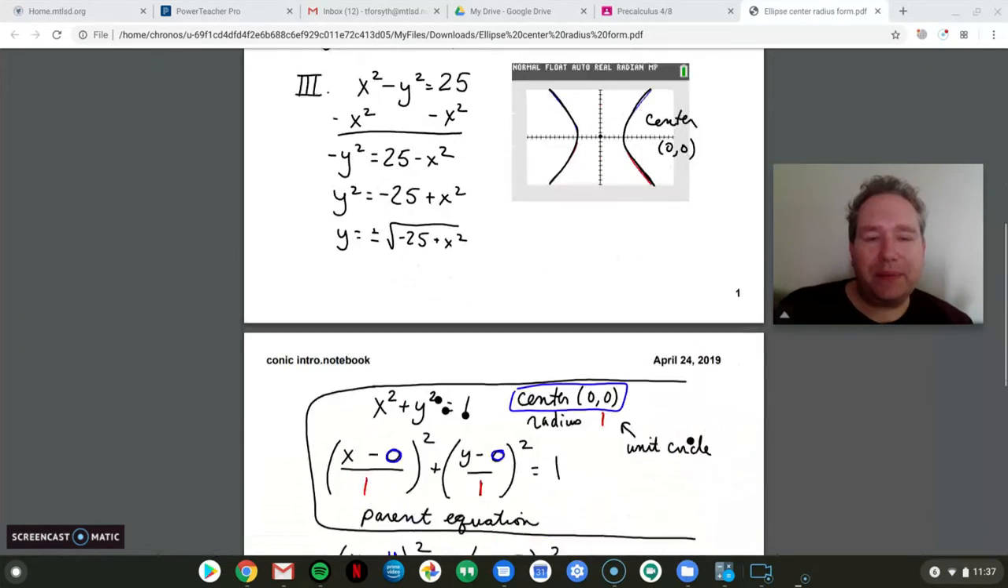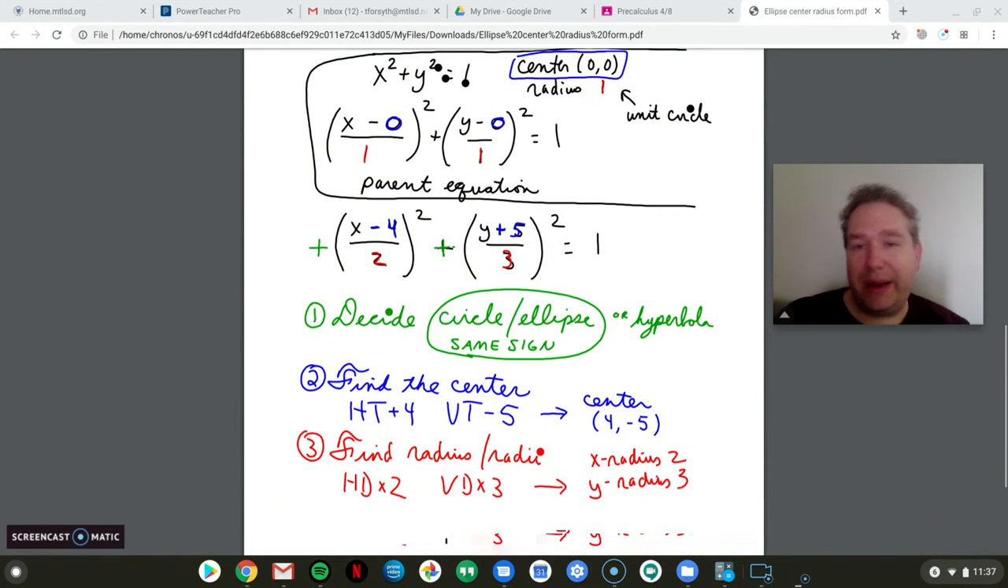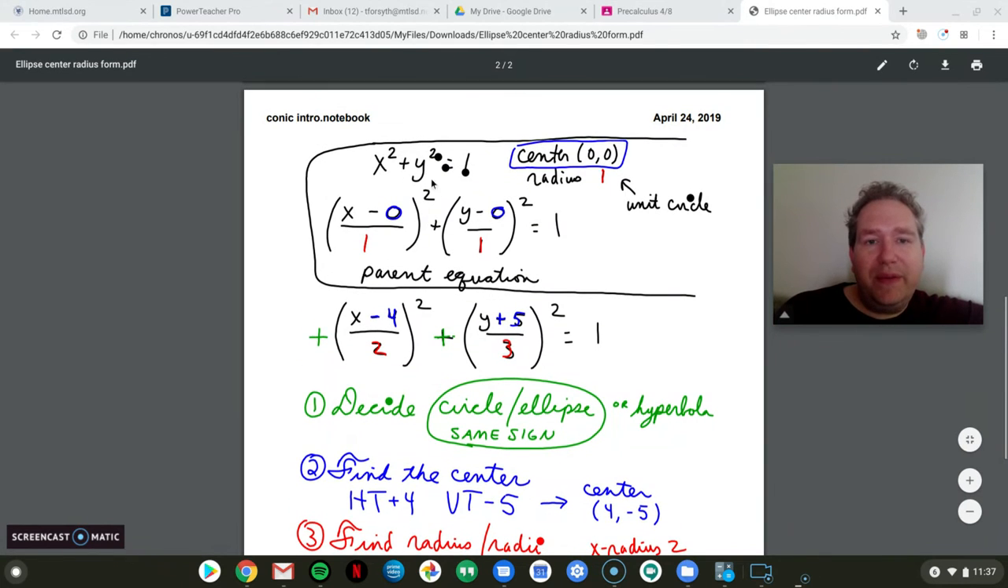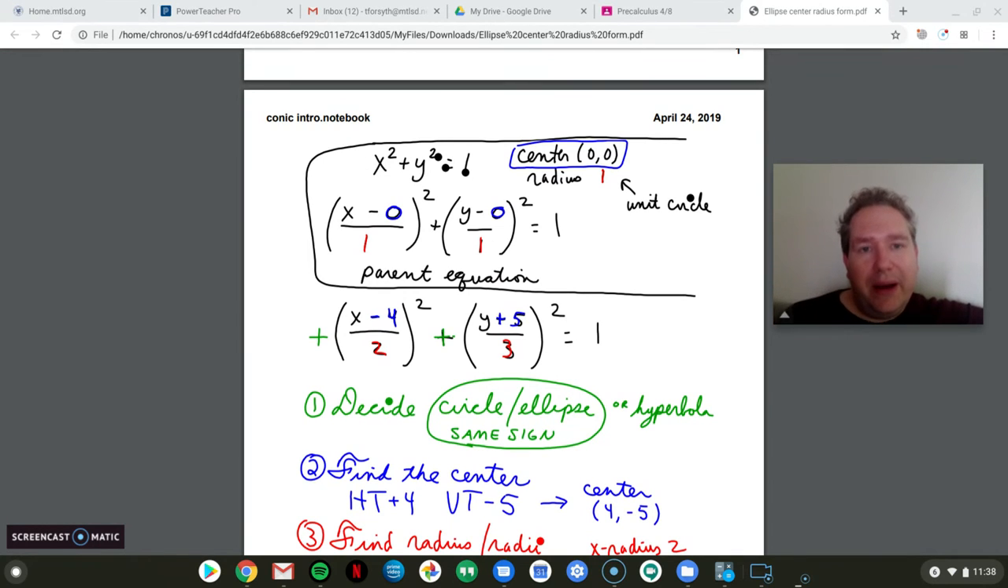Today is about the center radius form, excuse me, which is a very important and easy to graph form for these, because it's all about translations and dilations. We're back, as always, to translations and dilations. This formula right here that you've seen before on the first day we did this, Monday or Friday, was it? X squared plus y squared equals 1 makes a unit circle centered at 0, 0 with a radius of 1. So if I were to write that out in its center radius form, right?